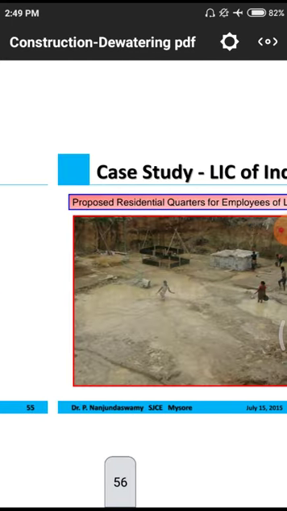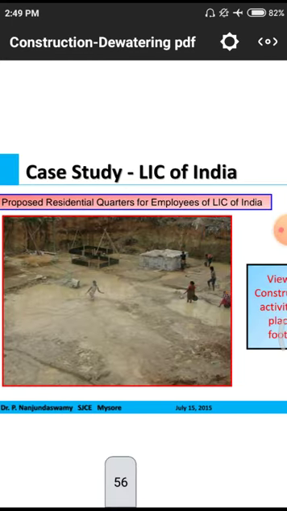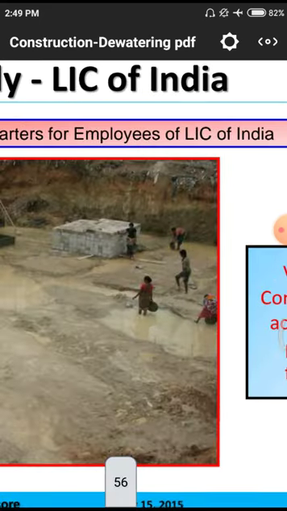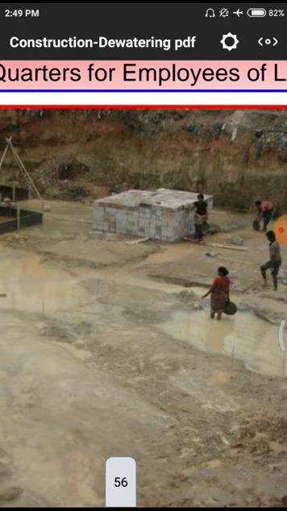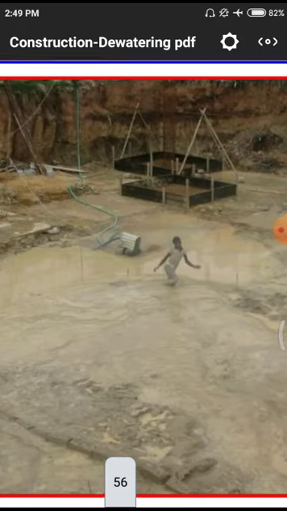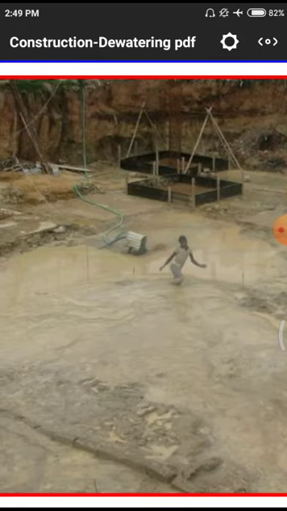That is the one case study. And the next one, the second case study, is LIC of India, Jeevan Bima Nagar, Bangalore. In Bangalore city itself, they have another land with this problem, having a huge quantity of water. Workers are associated with these constructions, and they are removing the water from the land by using these motors. We have these green pipes, and some of the people are simply floating.